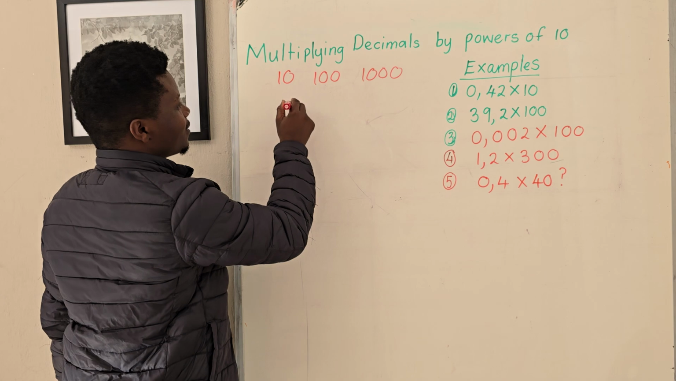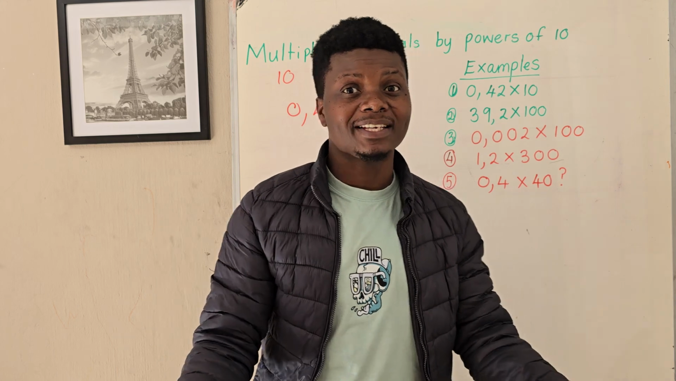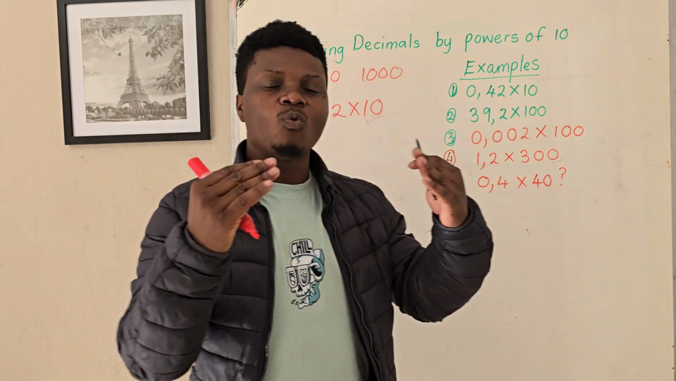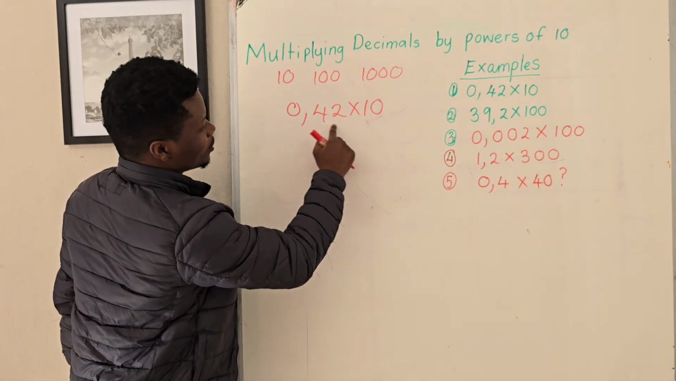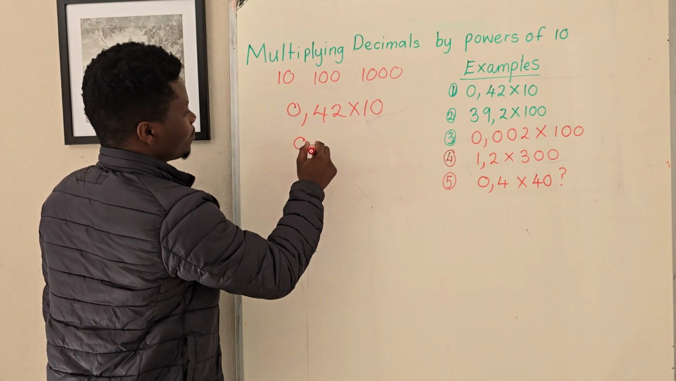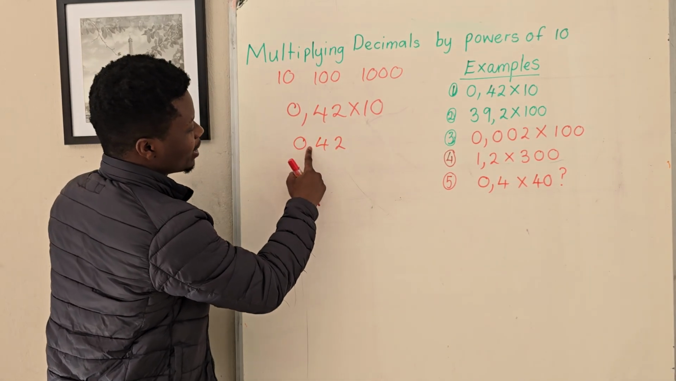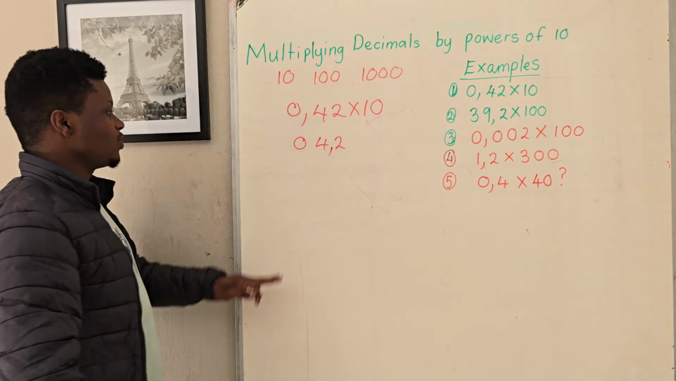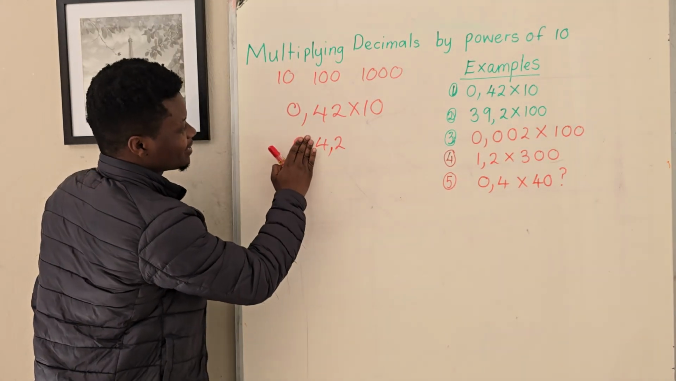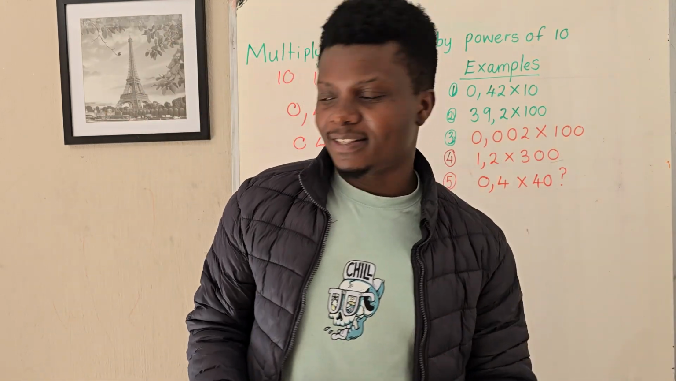The first question says 0.42 times 10. Since I'm multiplying decimals, I move to the right. 10 has one 0, so I just need to move one place to the right. Do I have enough places to move to my right? Yes, of course, I have two places here. So I'm going to rewrite my number, 042. Remember, the comma is right here, so I'm going to move one place to the right, which is 1. So my comma is now here. And remember, you can't write a number as 04.2, so we have to drop down this 0. So our final answer is 4.2. Pretty simple, isn't it?